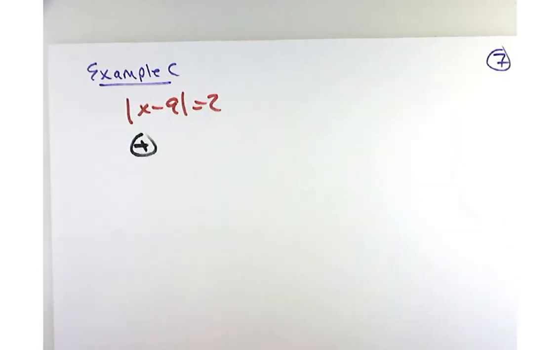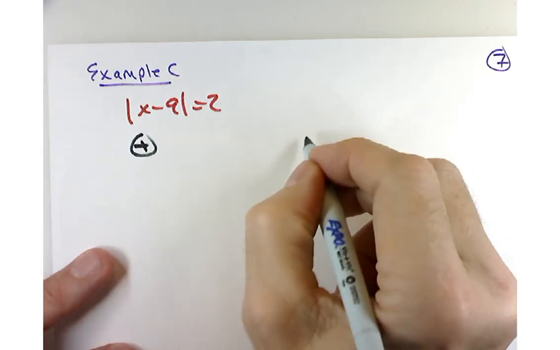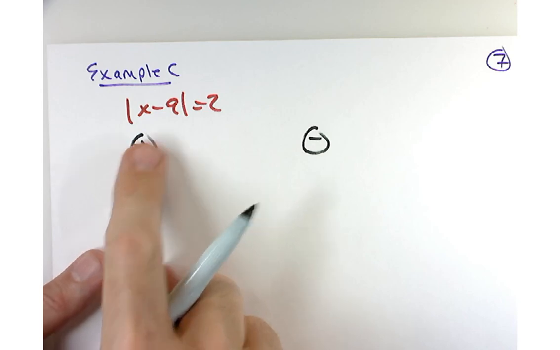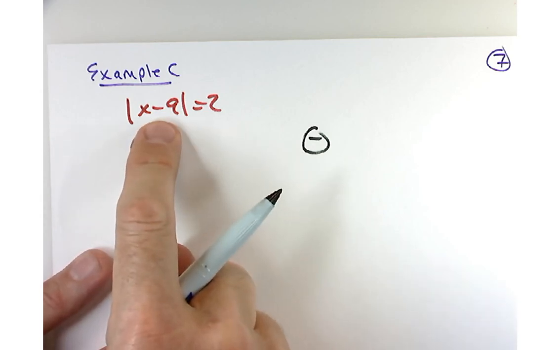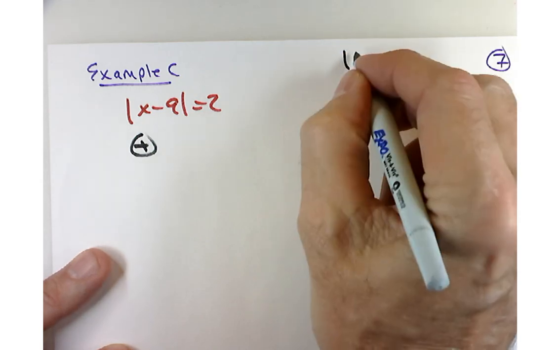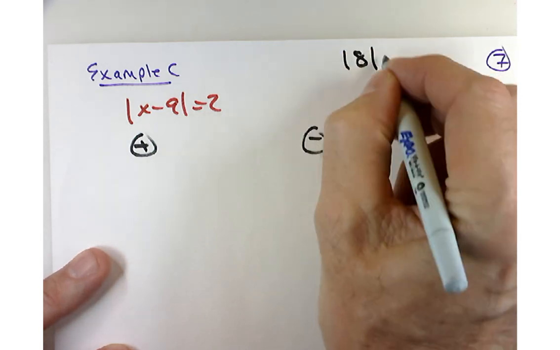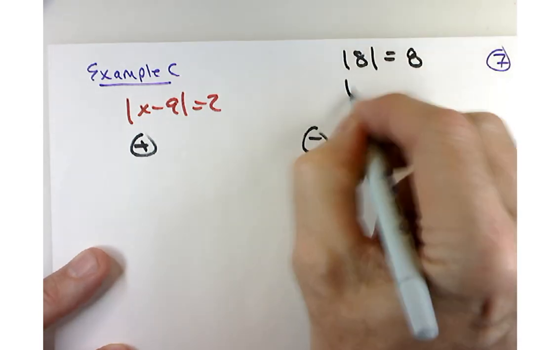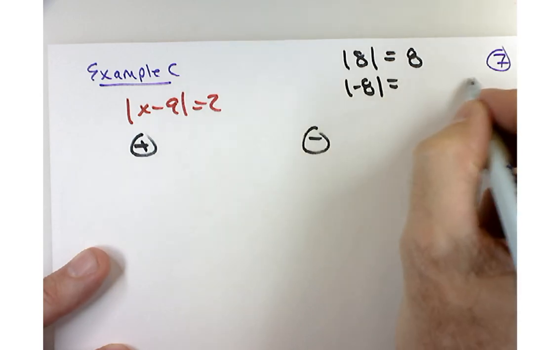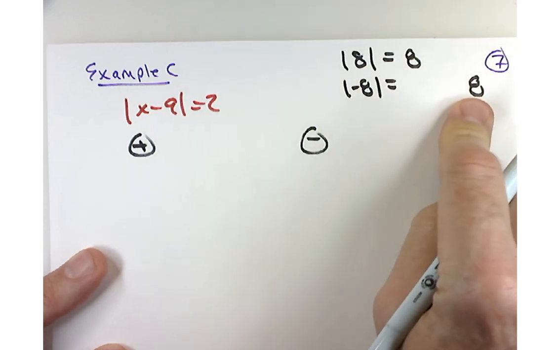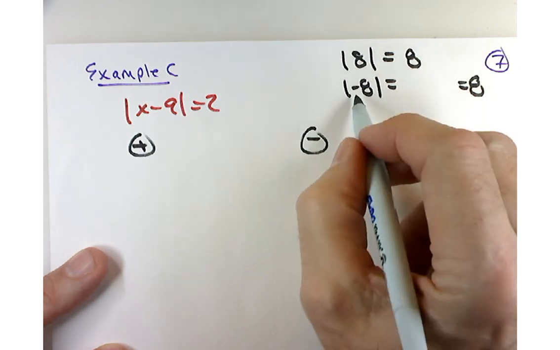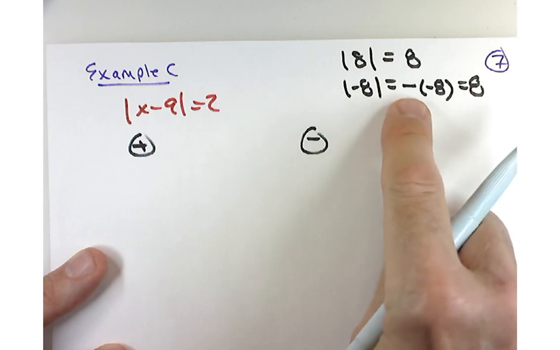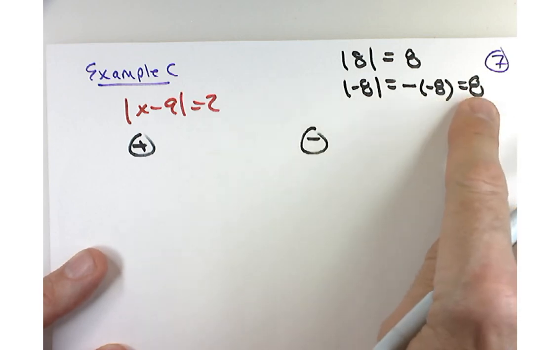When I grade these things, I grade them out of 6 points. 2 points go for the easy case, that's the positive case. If what's in here is positive, for instance, if I had the absolute value of 8, do I really need the absolute value there? No, I can get rid of it. But if I had the absolute value of negative 8, the absolute value of negative 8 is also positive 8. One way to think of this, though, is to get it out of the absolute value, you're taking its opposite. The opposite of negative 8 is positive 8.